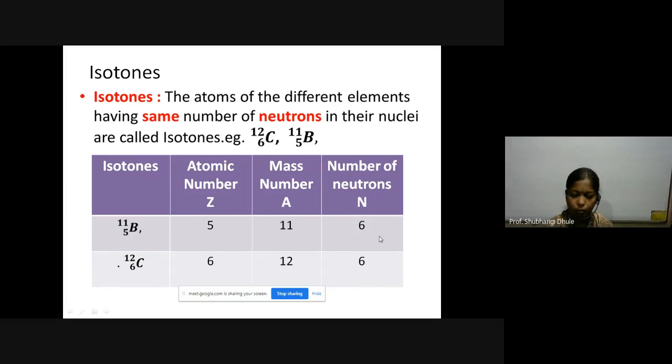And if you look at both examples, the number of neutrons is 6 in each case. That means isotones are the atoms of different elements having the same number of neutrons. Looking at the example again, the mass number is different and the atomic number is obviously different, but what is the similarity in isotones? They have the same number of neutrons. So this is very important: isobars, isotones, and isotopes. We learned all these three things.